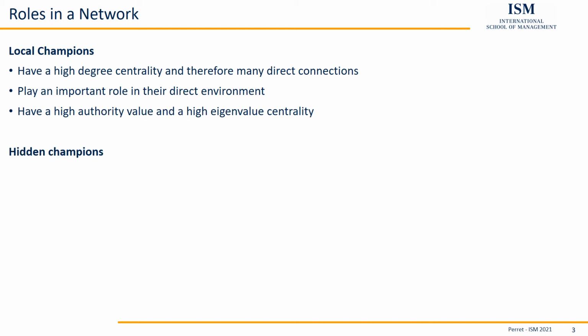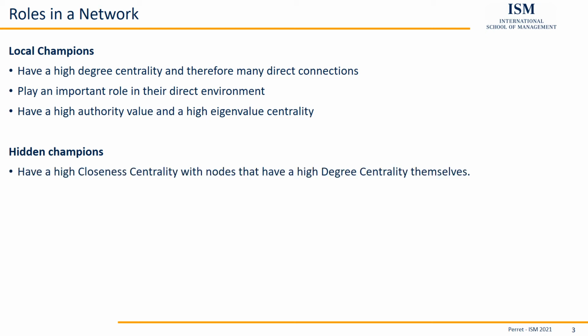And that's where the local champion is different from the hidden champion. The hidden champion also has a relatively high closeness centrality and a high degree centrality, but not only himself: he is also connected with nodes that themselves have a relatively high closeness and high degree centrality. Whereas the local champion might be the important player in his direct network, the hidden champions are also connected to a lot of other champions, be they local or hidden. So he really has the potential to connect groups by knowing a lot of important people in a lot of groups.